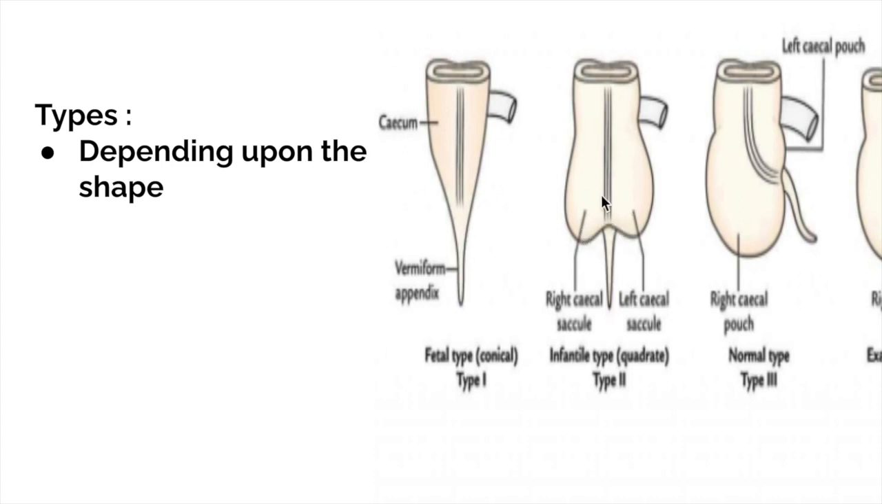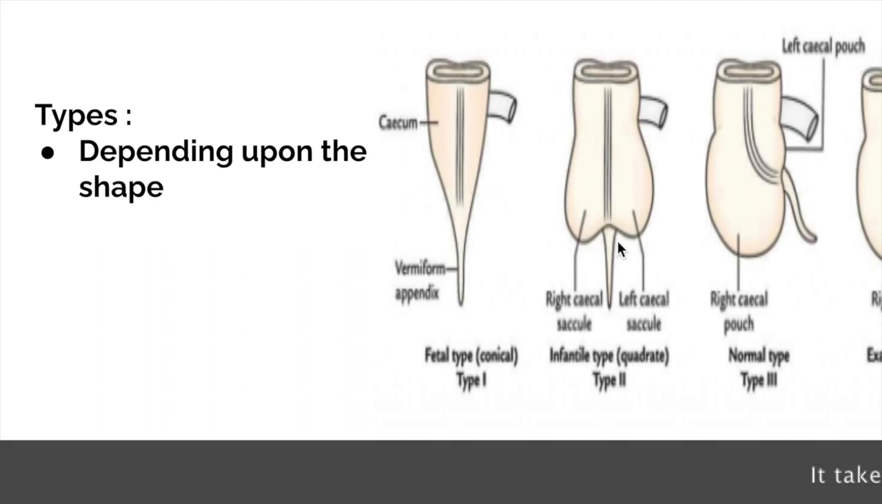Second type is the infantile type, from 0 to 1 year. Here, you can see the right cecal pouch and the left cecal pouch. In between these two, we'll see a depression. From the depression, there is an attachment of the appendix. Here the Caecum shape is quadrate. In its lower border, from the depression, the appendix is seen. This is the infantile type.